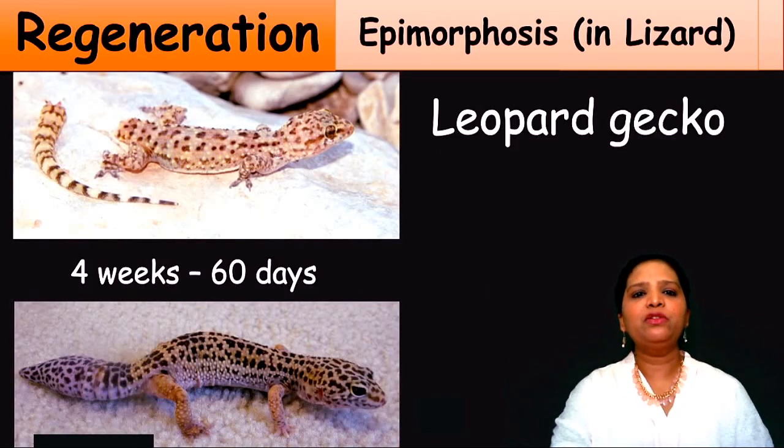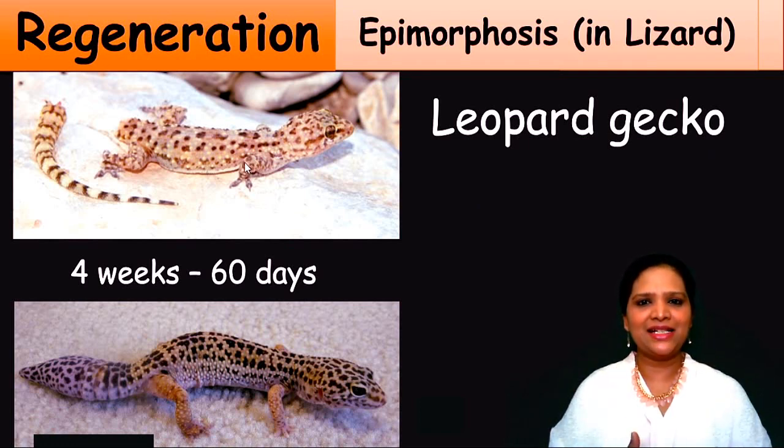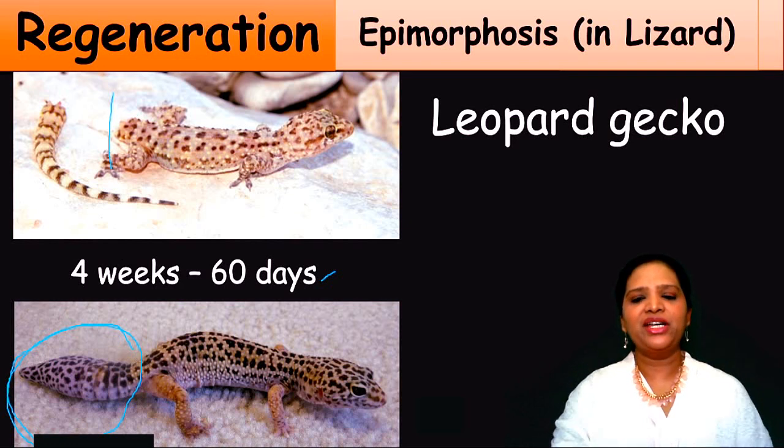But another example for epimorphosis is the lizard, the common house lizard. We call this a leopard gecko. House lizard, we might have seen this. Whenever we try to hit a lizard, it will lose its tail and run off from that place. Have you seen it? What will happen after some period of time? The tail will start to grow, particularly within 4 weeks to 60 days. In 2 months, the lizard which lost its tail, this tail part gets regenerated like this, you see. So this method of regeneration in the lizard is called epimorphosis.